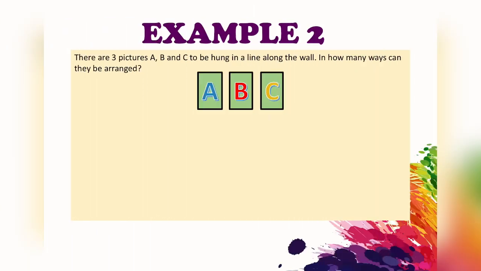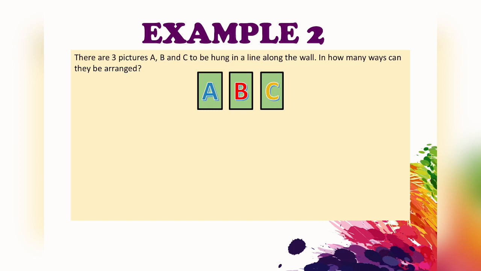Move to example 2. There are 3 pictures A, B, and C to be hung in a line along the wall. In how many ways can they be arranged? So the diagram here is one of the ways of hanging the pictures. So there are 3 positions for the pictures to be placed: 1, 2, and 3.